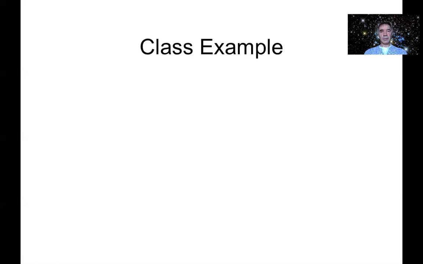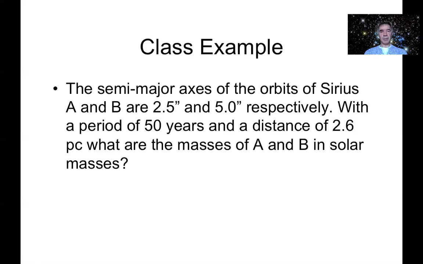So why don't you, in the break, put this into practice yourself. I'm giving you the data for the Sirius system. Once you deproject those elliptical orbits, you find that the semi-major axis of the orbits of Sirius A and B are 2.5 arc seconds and 5 arc seconds, respectively. The period is 50 years, and the distance is 2.6 parsecs.